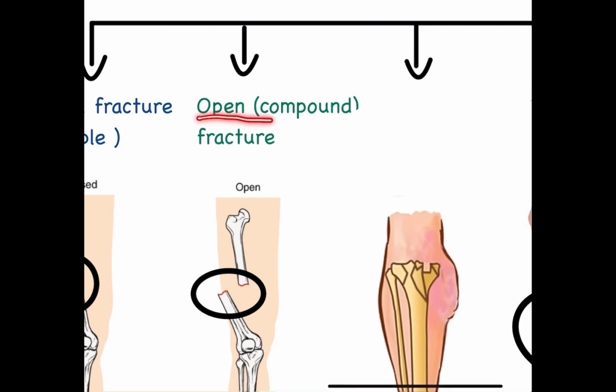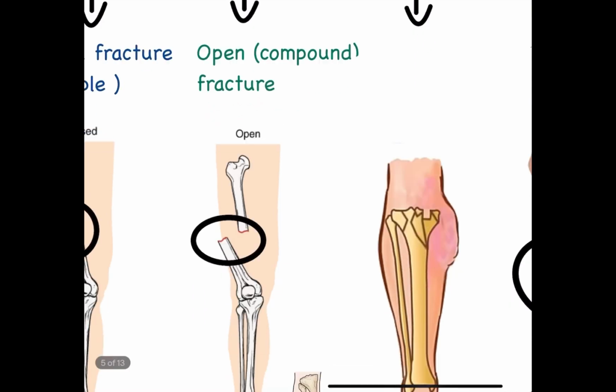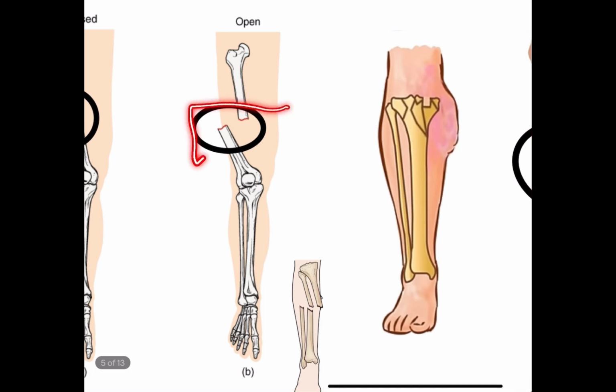Second, we have open, also called compound fracture. In this type of fracture, the bone is broken and the skin may be pierced by the bone or by a blow that breaks the skin at the time of the fracture. In this type of fracture, the person will be at a high risk of infection, and this is what we have seen in Ibrahim's case.